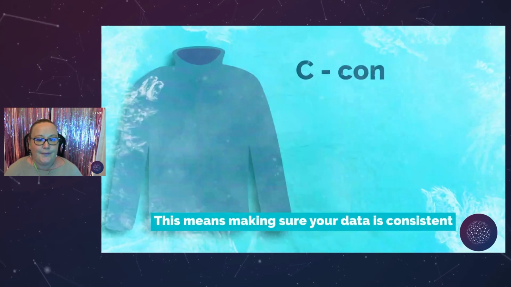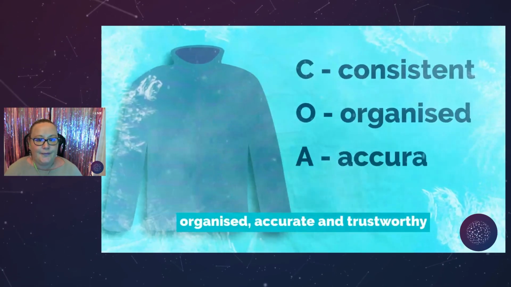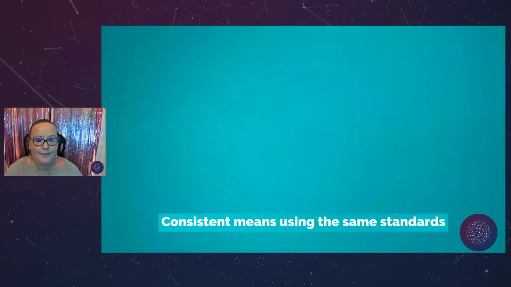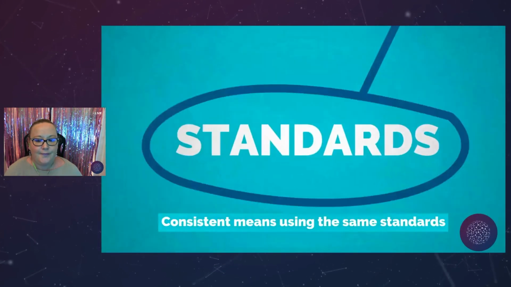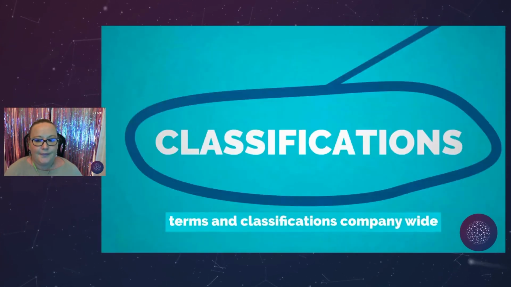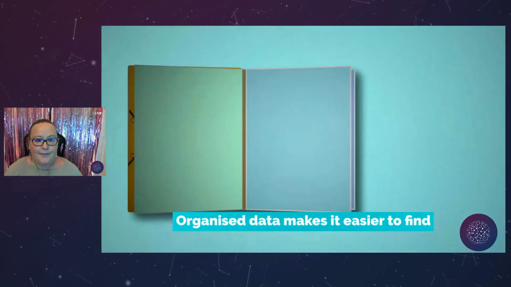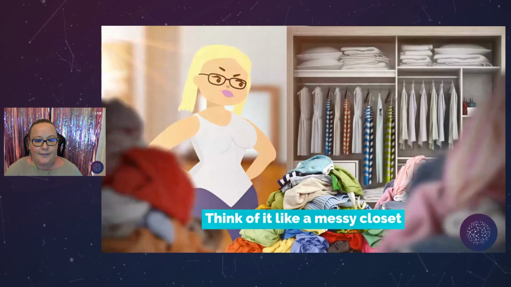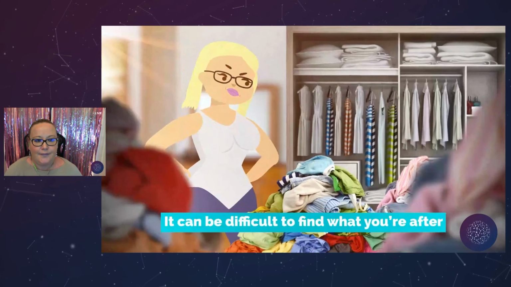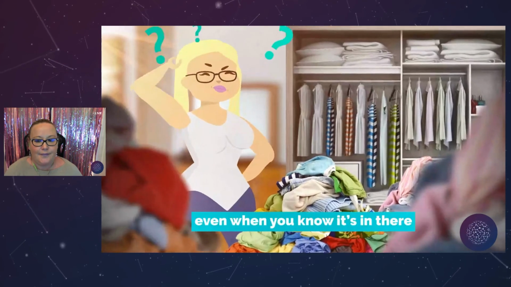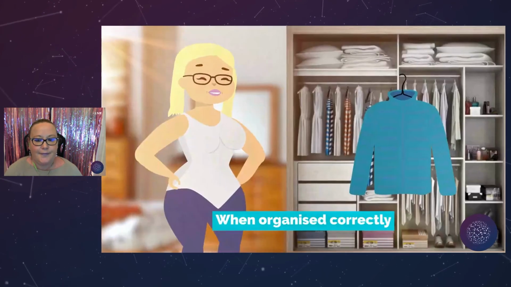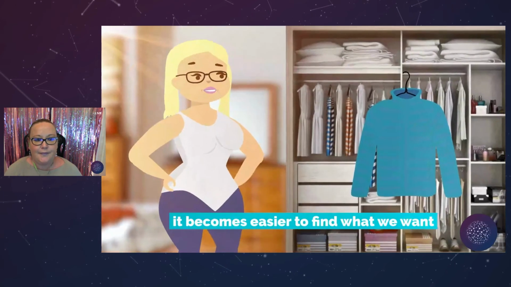This means making sure your data is consistent, organized, accurate, and trustworthy. Consistent means using the same standards, terms, and classifications company-wide. Organized data makes it easier to find. Think of it like a messy closet. It can be difficult to find what you're after, even when you know it's in there. When organized correctly, it becomes easier to find what we want.